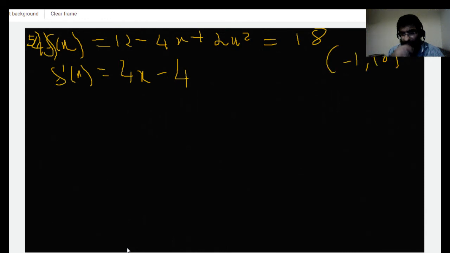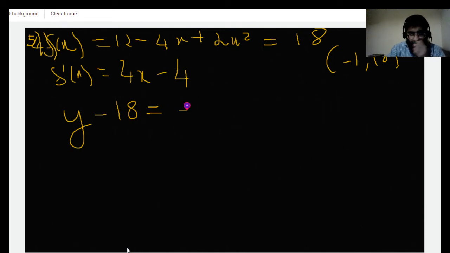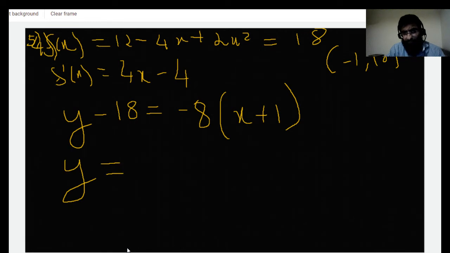Since now that I have the point, I could solve the question by writing, for the tangent, y minus 18 is equal to the gradient, which is 4 into minus 1 minus 4, so minus 8, into x plus 1. It won't be minus 8.